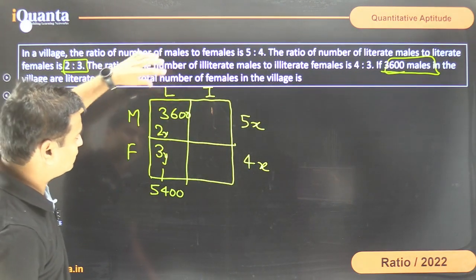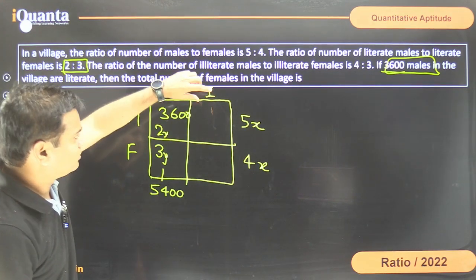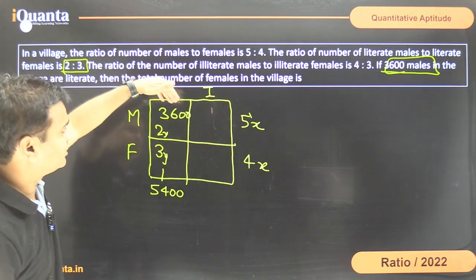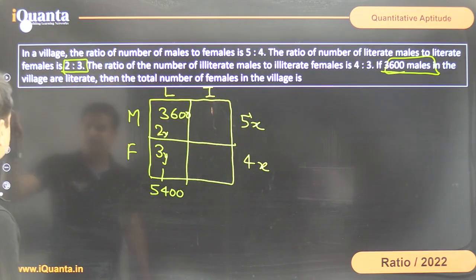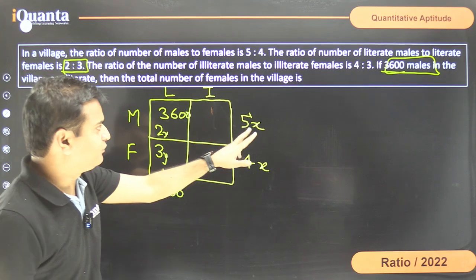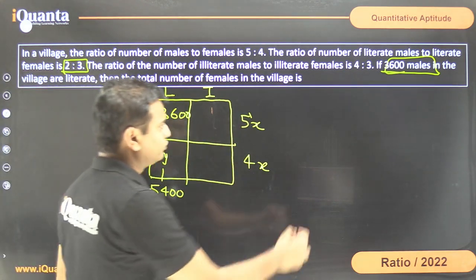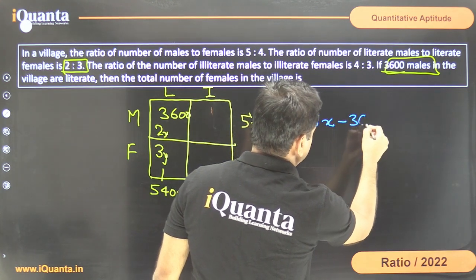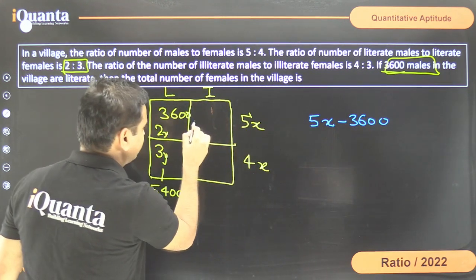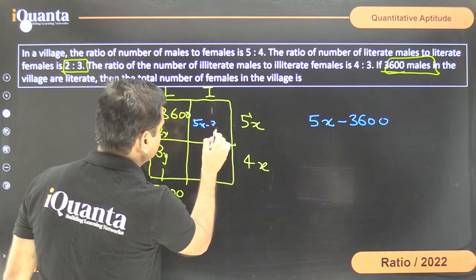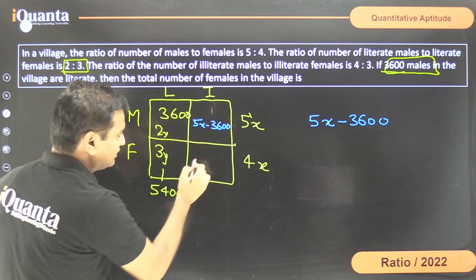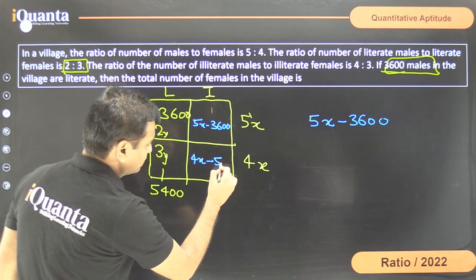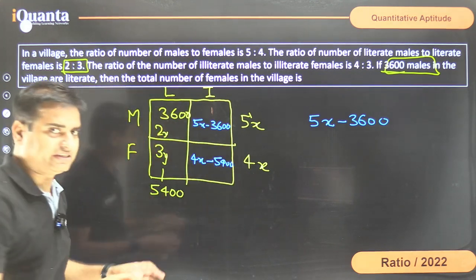So basically talking about illiterate, the total number of male persons are 5x and out of which 3600 are literate. So that means illiterate must be 5x minus 3600. So we can say that illiterate is 5x minus 3600. This is 5x minus 3600. And this value must be 4x minus 5400. I hope it is clear to you.